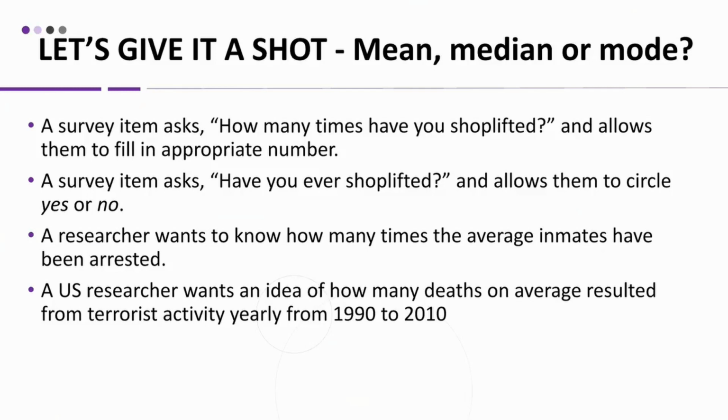The survey item asks, have you ever shoplifted, and allows them to circle yes or no. So same type of question, same theme, I suppose, but it's a little bit different. This is not an open answer. This is choosing yes or no. Choosing yes or no, there might be a prefer not to answer option. Either way, this is a categorical variable. It appears to be nominal too, unless there's some other answer involved in there. So you could put it in a specific order, but otherwise, it looks like mode is going to be what you're going to look at.